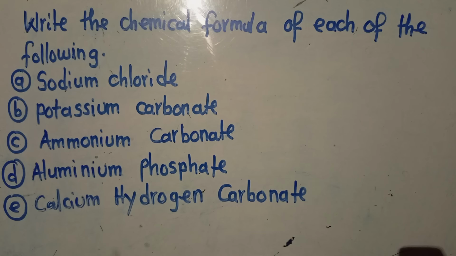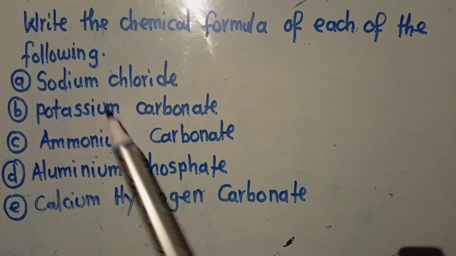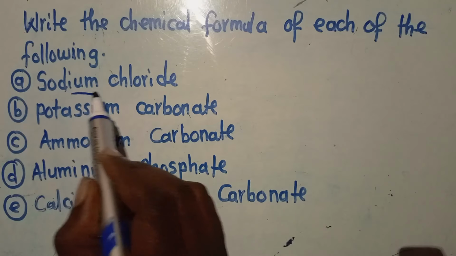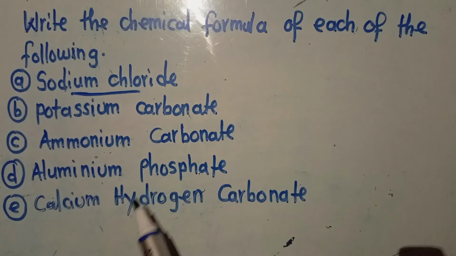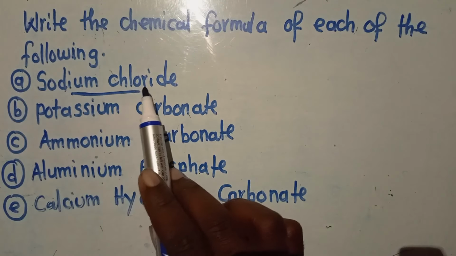So the question is saying, write the chemical formula of each of the following. So I want to write the chemical formula of these compounds that are written here. What you need to know is that whenever we are talking about a compound, this whole thing is called a compound. So this is a combination of sodium and chlorine.